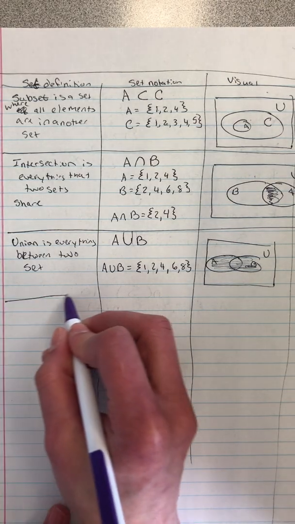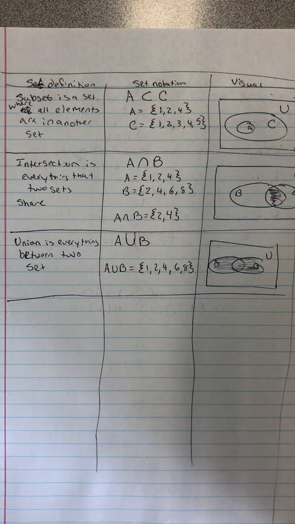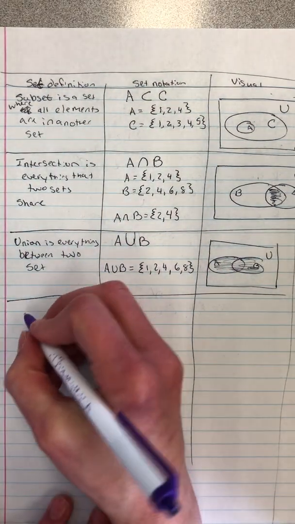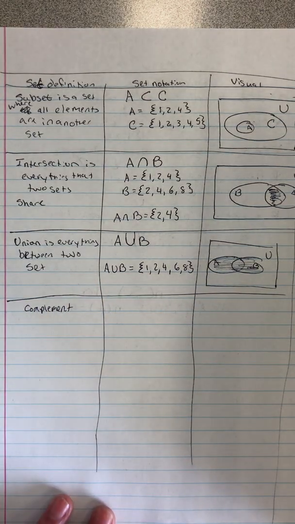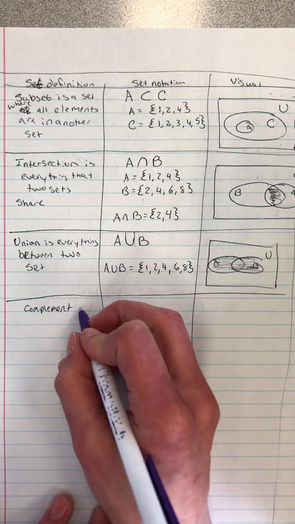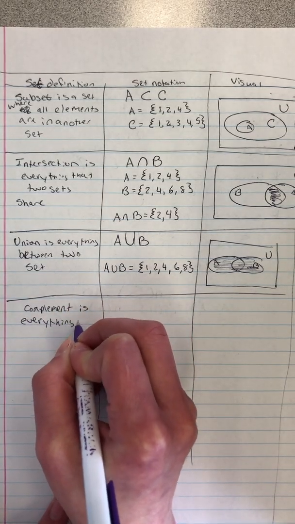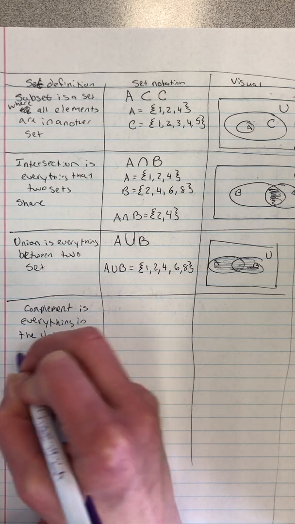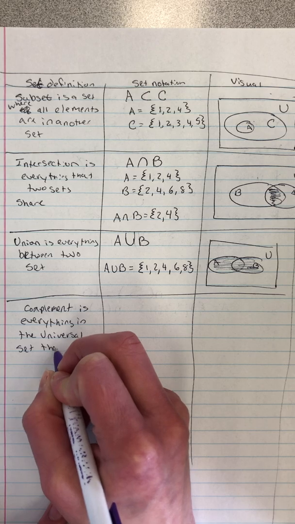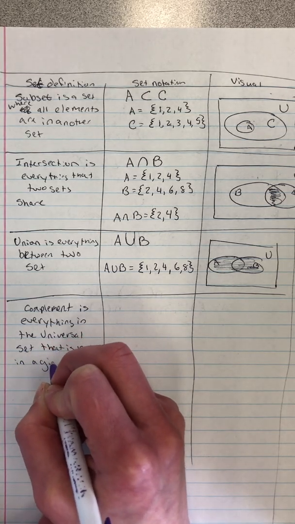The last one we're going to talk about for these definitions, we have one more definition to cover after, is the complement. A complement is everything in the universal set that is not in a given set.